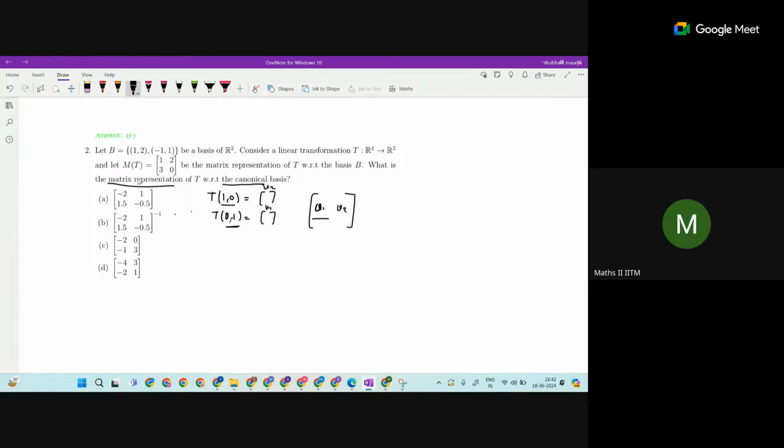So here is (0,1). This is what we want, but we have this information. Could you tell me what is the image of (1,2)? It will be 1 times the first basis vector, and then 3 times the second basis vector. Similarly for (-1,1), it is (2,1,2), and 0 times (1,-1,1). This is what we have. And I want to find the image of (1,0) and T of (0,1).